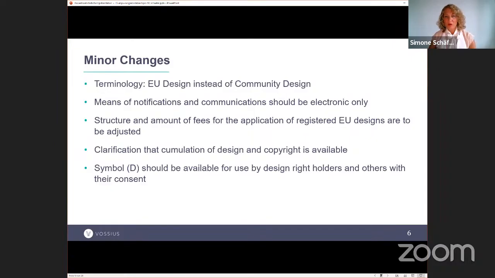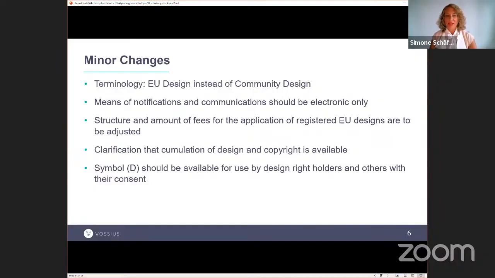Also, the structure and amount of fees will be adjusted, and it will be clarified that design right and copyright protection will be available at the same time, provided, of course, the preconditions are given.